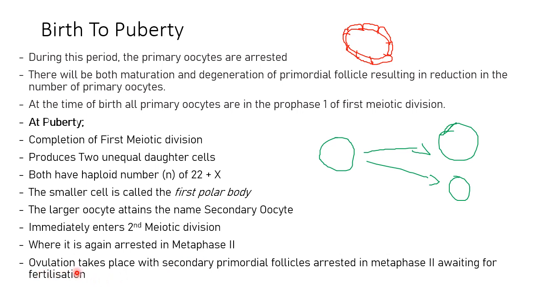Then as ovulation takes place, these secondary oocytes are arrested, awaiting what? Awaiting fertilization. So meiotic division 2 is only completed when fertilization takes place. Immediately the sperm cell fertilizes that egg, that is when the second meiotic division is completed. Without that, during ovulation, that ovum is released while it is arrested in metaphase 2. I hope that makes sense.